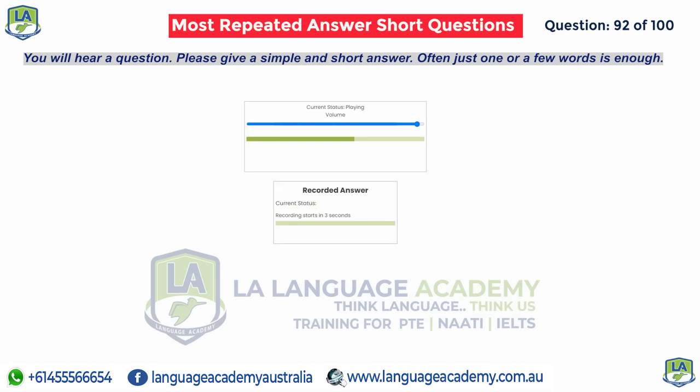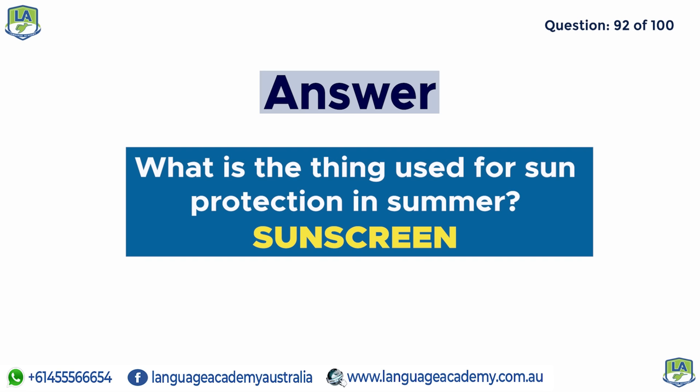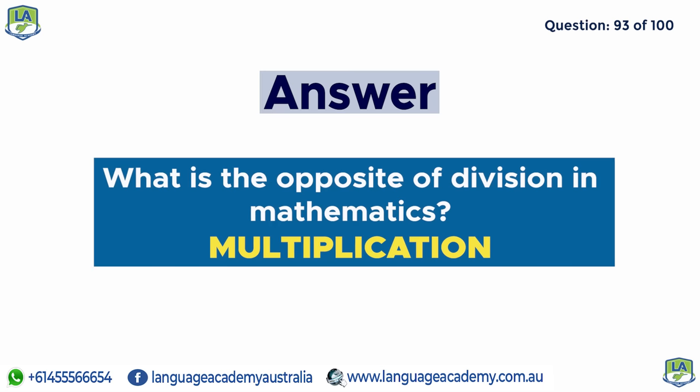What is the thing used for sun protection in summer? Sunscreen. What is the opposite of division in mathematics? Multiplication.